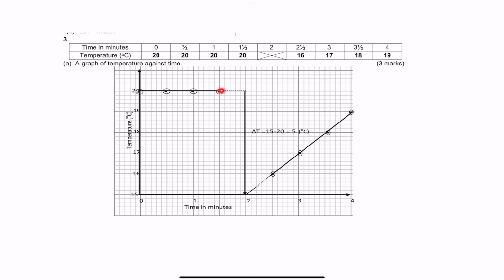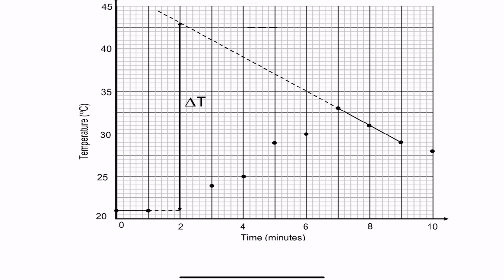Then you extrapolate the first line to touch the point where there is no data, that is minute 2. Then the other one, because there's also no plot at minute 2, you also extrapolate and extend that line to minute 2. Then you join them. The two lines are joined at minute 2, where there is no data.